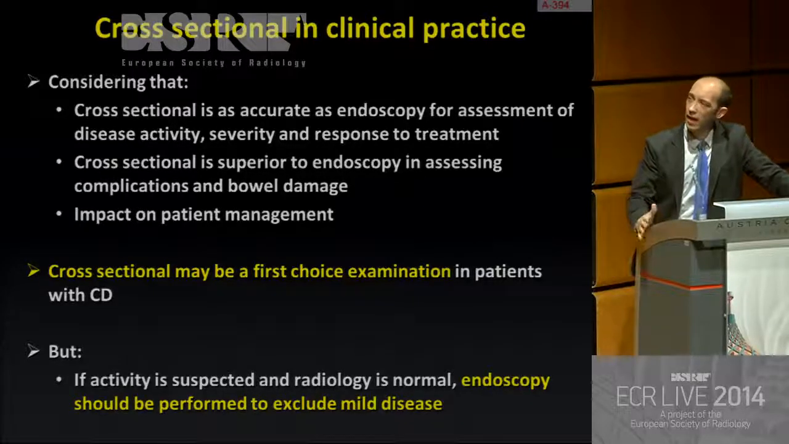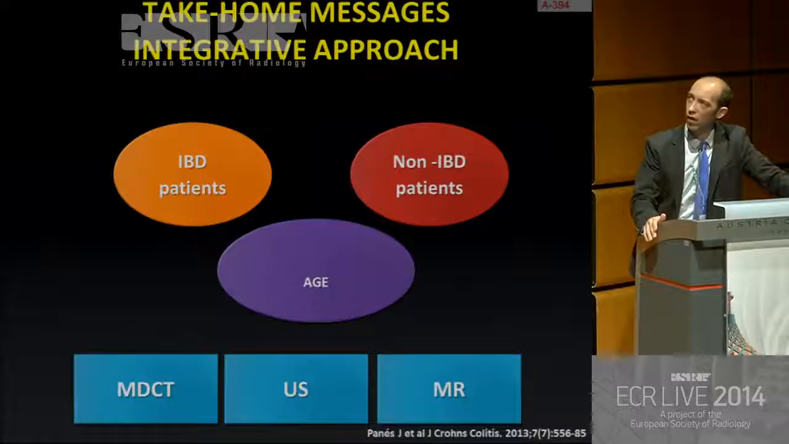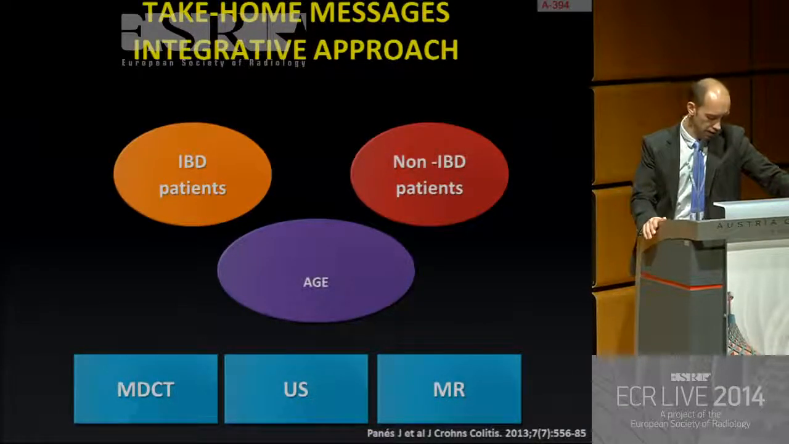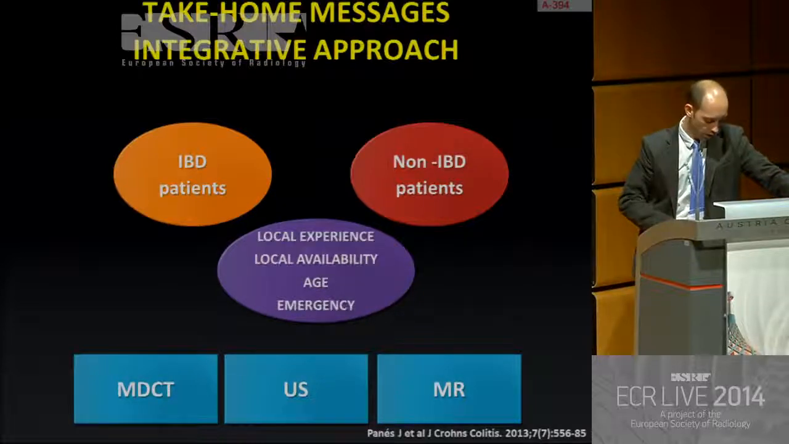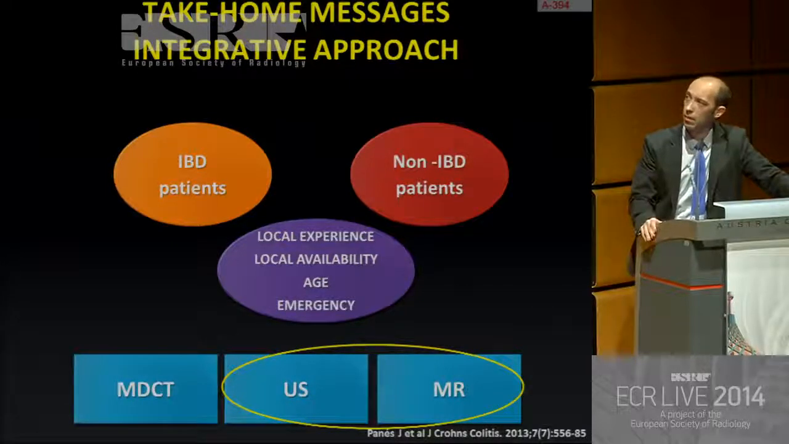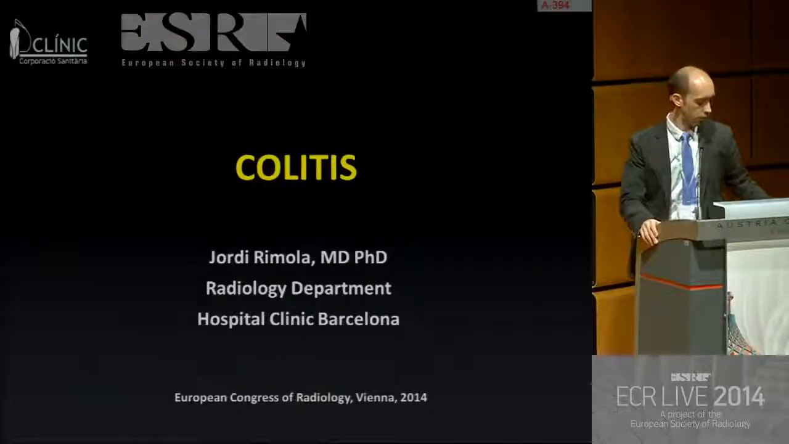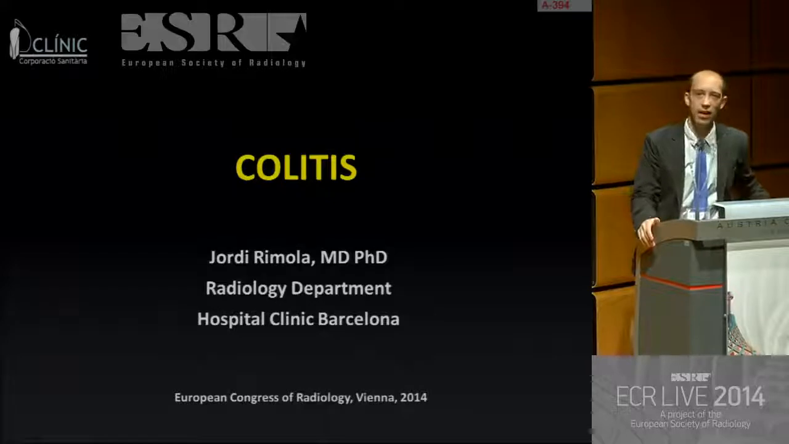However, when the MRE or the cross-sectional imaging is normal, which is one of the main limitations in early Crohn's disease, endoscopy can be considered. And the integrative approach is a bit challenging because it's quite complex in these patients. Of course, in the young population, we have to choose ultrasound or MR, avoiding CT, but there are more factors, for example, the emergency situation, the availability, and the expertise, that are also relevant for choosing the right test in each situation.